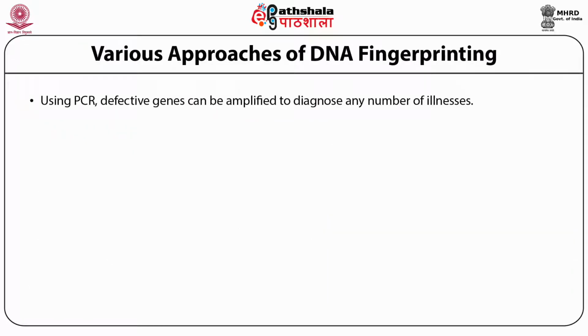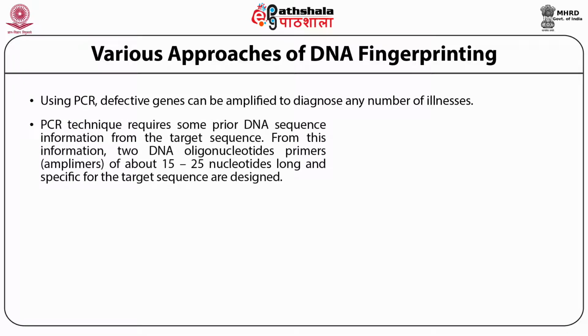Using PCR, defective genes can be amplified to diagnose any number of illnesses. Genes from pathogens can be amplified to identify them, that is, HIV, human immunodeficiency virus, Salmonella species, etc. Amplified fragments can act as genetic fingerprints. The PCR technique requires some prior DNA sequence information from the target sequence.